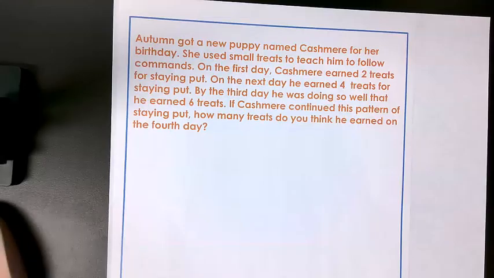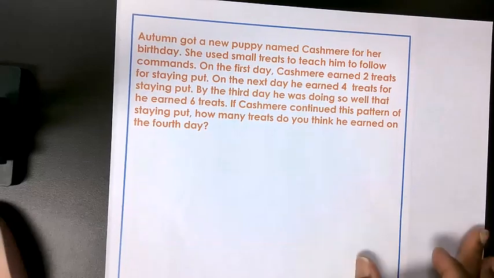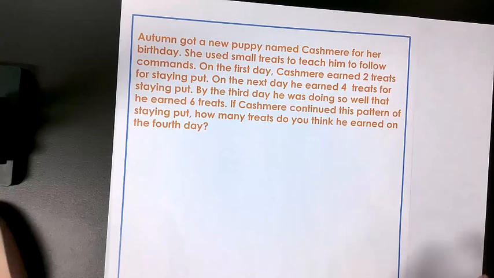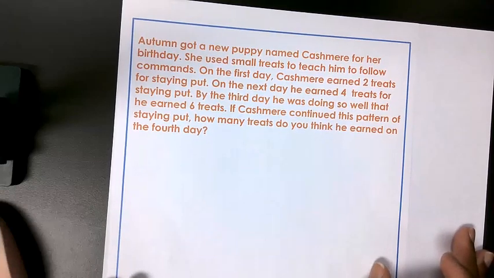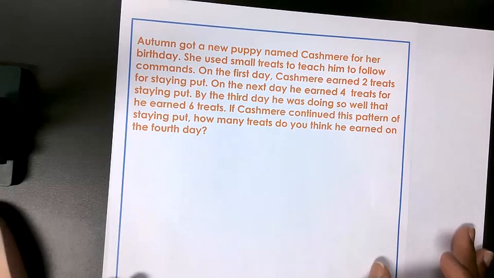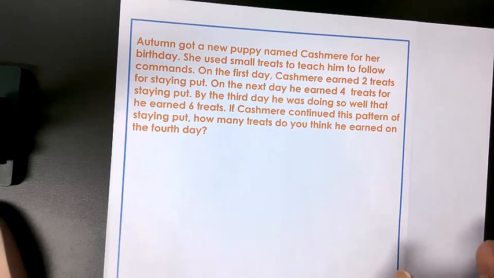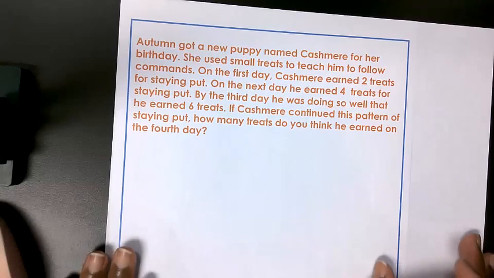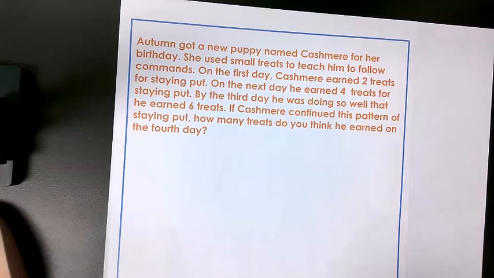The example that we're looking at, again, is from our pacing. It is the first example, first lesson for IOA 4B. Autumn got a new puppy named Kashmir for her birthday. She used small treats to teach him to follow commands. On the first day, Kashmir earned 2 treats for staying put. On the next day, he earned 4 treats for staying put. By the third day, he was doing so well that he earned 6 treats. If Kashmir continued this pattern of staying put, how many treats do you think he earned on the 4th day?